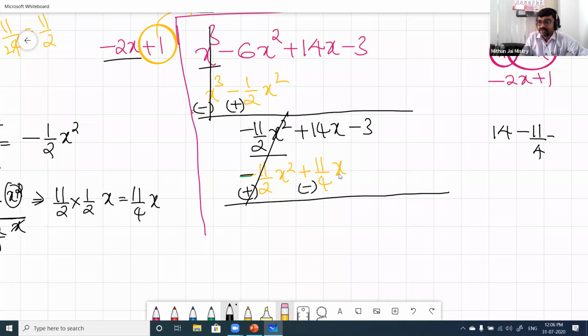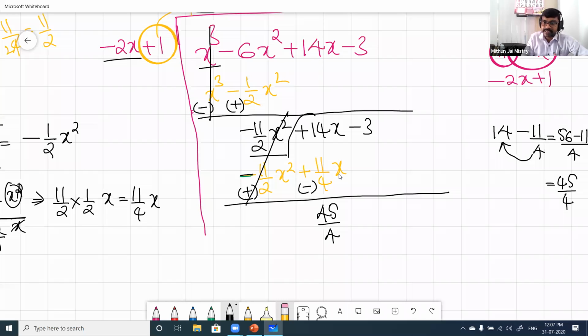Have a look. 4 into 14 is 56, right? 56 minus 11 by 4. So 56 minus 11 is 45 by 4. I repeat, it is 45 by 4. Hope you are understanding me. So here I can write 45 by 4. This 14 minus 11 by 4 is 45 by 4.